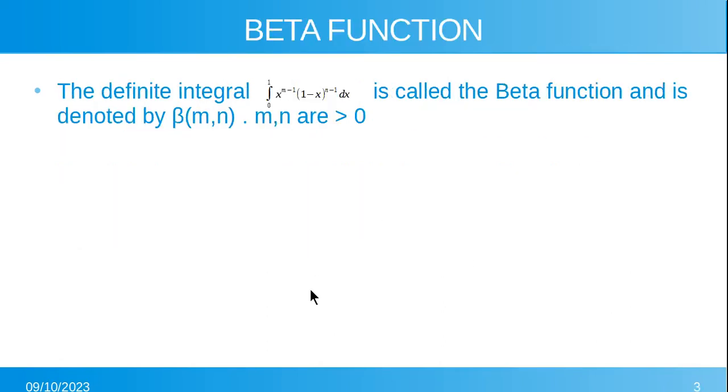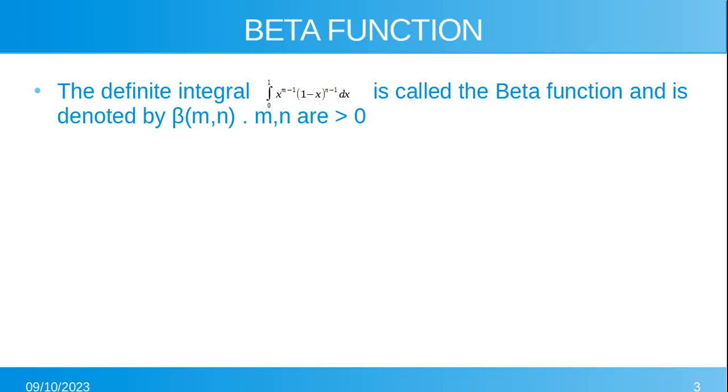Next, what is the structural definition of beta function? First, we learned that beta function is a definite integral and it is Eulerian integral of the first kind. So for the definite integral, it must have two limits, and for that it has 0 as the lower limit and 1 as the upper limit.